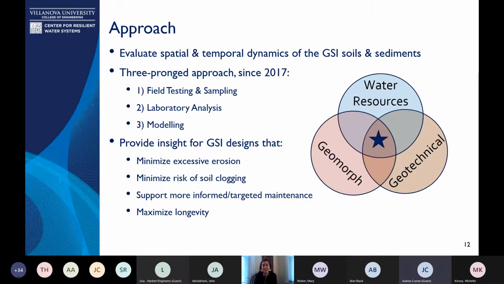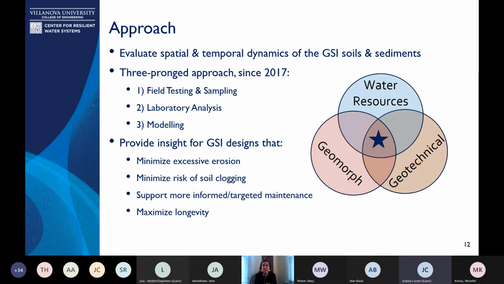So the approach in modeling this to think about where the sediment's going is first to evaluate the spatial and temporal dynamics of the GSI through soils and sediments. So we did this through a three-pronged approach: field testing, laboratory analysis, and modeling. By providing this insight, we hope to minimize excessive erosion, minimize the risk of clogging, and then help to create a more targeted maintenance and also design practices to maintain the longevity and the sustainable function of these systems.